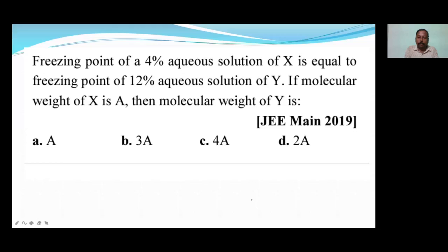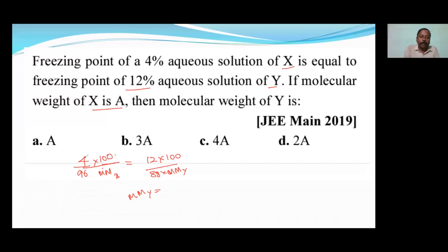Okay, next question: the freezing point of a 4% aqueous solution of X is equal to the freezing point of a 12% aqueous solution of Y. If the molecular mass of X is A, then the molecular mass of Y will be. Here we will find out the molality.